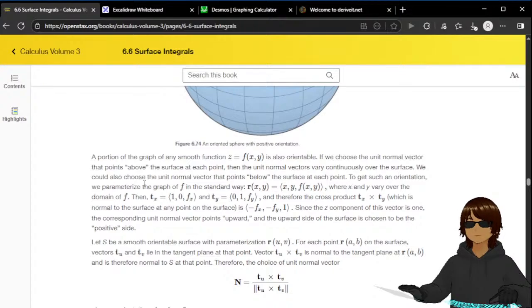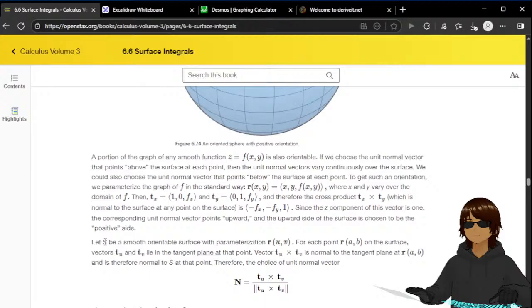To get such an orientation, we parameterize the graph of f in the standard way. r(x,y) is (x, y, f(x,y)), where x and y vary. Then t_x is (1, 0, f_x) and t_y is (0, 1, f_y). Therefore, the cross product is (-f_x, -f_y, 1).